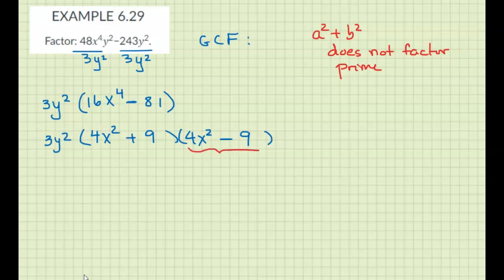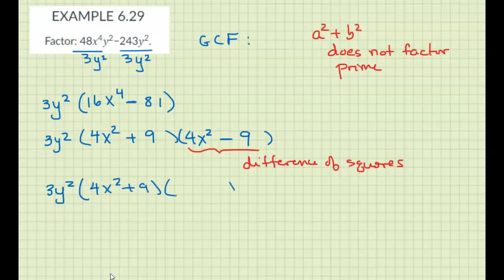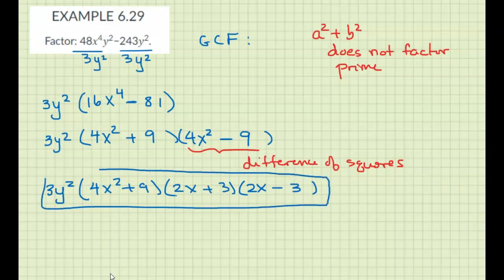But this one is a difference of squares. Right? That means that I can break that up even more. So we're going to keep the 3y squared and then 4x squared plus 9. And this one splits into 2x times 2x from the 4x squared, plus 3 and minus 3 from the negative 9. Okay, now we're done. Right?